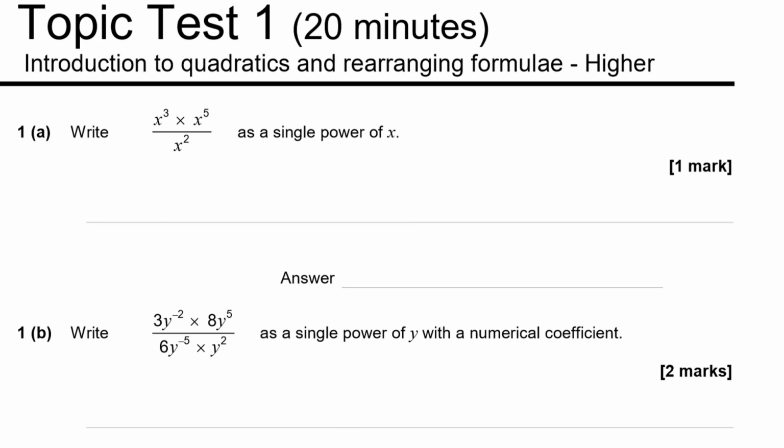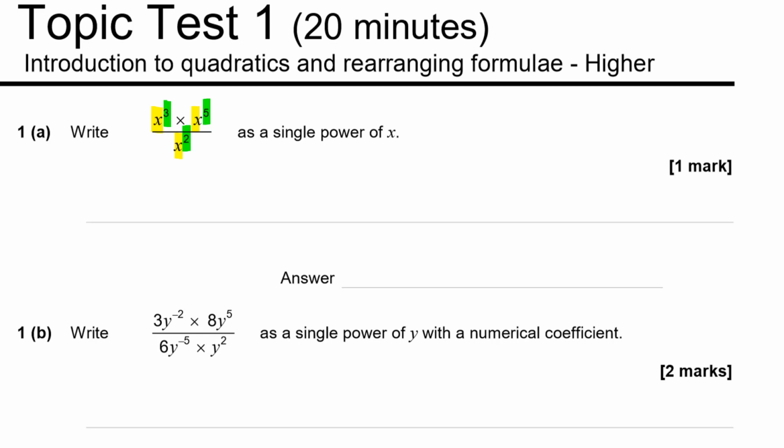Okay, let's get started. So this is Introduction to Quadratics and Rearranging Formula for higher tier, produced by AQA. Question 1. Write down x cubed times x to the 5 divided by x squared as a single power of x. Now this problem is actually a problem about indices. All these numbers have the same base, so we can combine them into a single term.